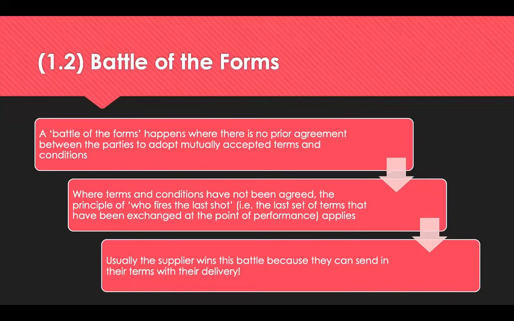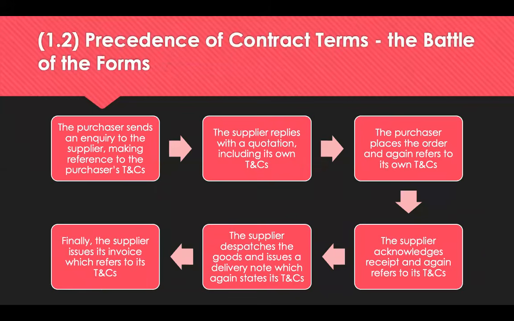So in a sense, it could be you placing an order with your terms, the supplier responding with an acknowledgement on their terms, and then you're going backwards and forwards. And it's usually the supplier that wins this battle because they can send in their terms with their delivery. But it's basically the last terms that are on the table. Unless you reject them, it's seen as acceptance. Now, as a general rule, the purchaser is most likely to lose out in the battle.